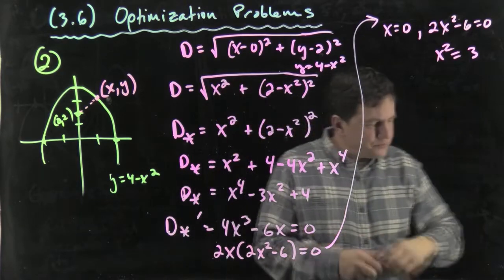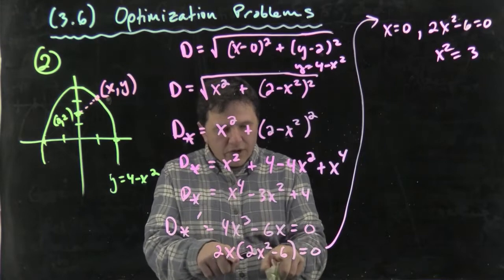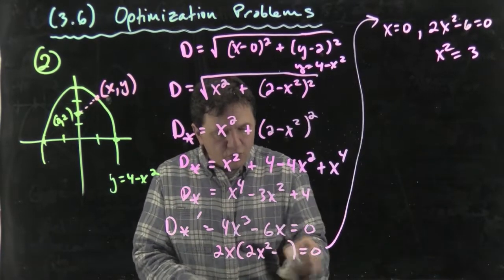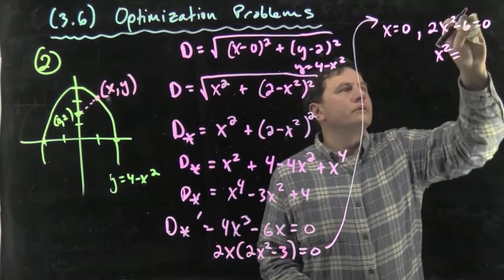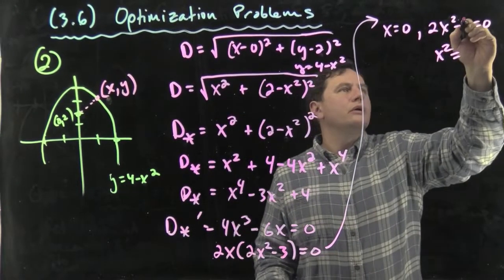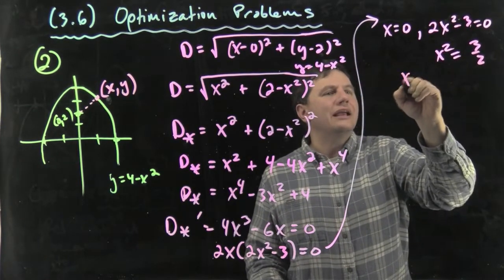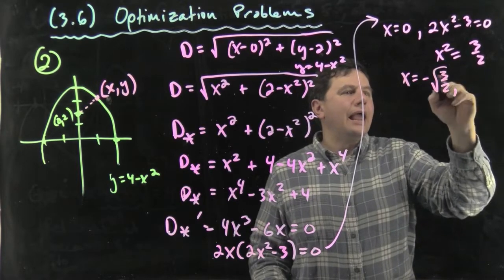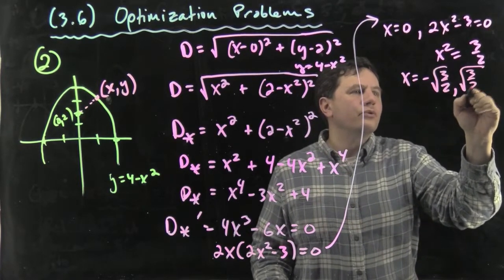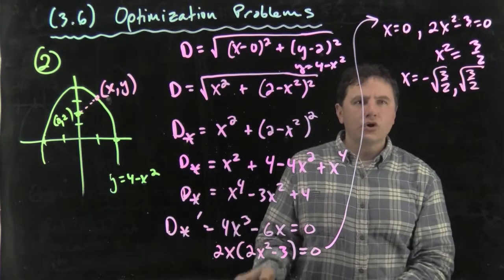Oh, I did not. Okay, let's fix that. If I factor out a 2 here, the problem I had was this is going to give us 3, not 6. So now put that over there, that's 3/2. So what I'm getting here is x equals negative radical 3/2 and positive radical 3/2. All right, now I have basically 3 critical points.